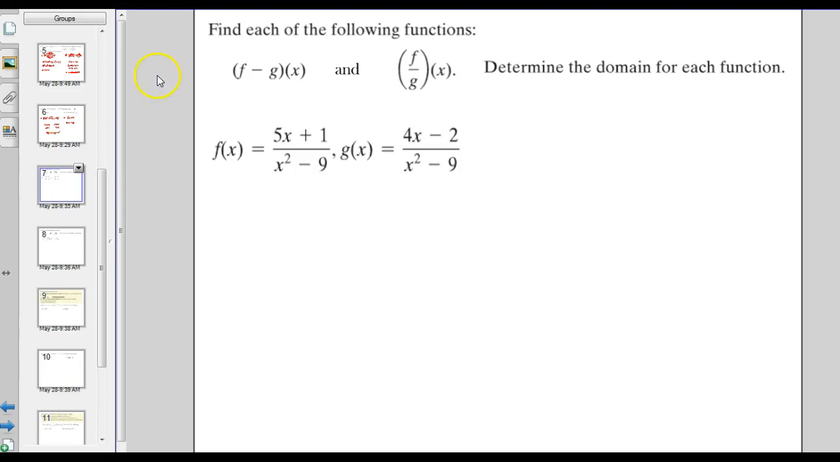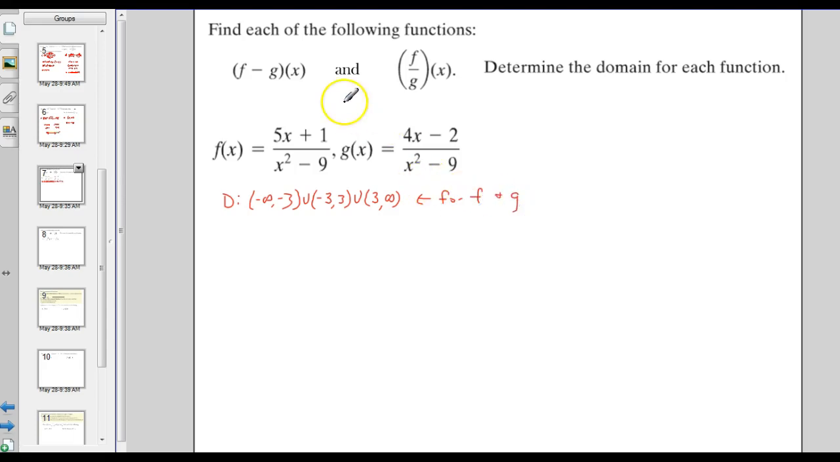Alright, what about these two? We're going to subtract and divide. So the domain here of f is negative infinity to negative 3, negative 3 to 3, and then 3 to infinity. If I square 3, I get 9 minus 9 is 0. Negative 3 squared is also 9, minus 9 is 0. So negative 3 and 3 are restricted. And this is the same thing for g, obviously, because it's the same denominator. So this is the domain for f and g.